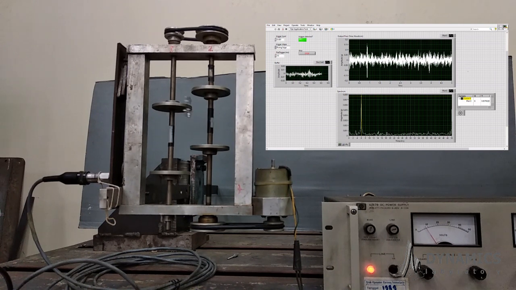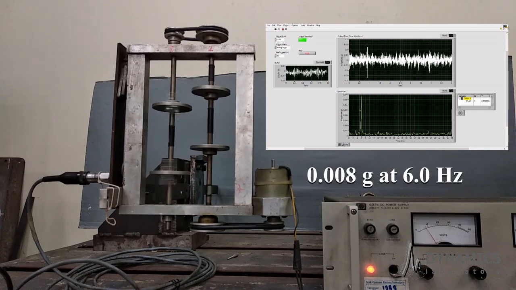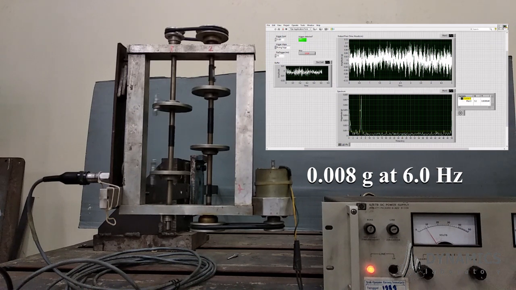For the second experiment, we choose the speed of the DC motor between the first natural frequency and the second natural frequency. Here, I choose about 360 RPM. We run the LabVIEW program. And at the lower graph, we have the vibration spectrum. We see the vibration occurs at 6 Hz, and the vibration magnitude is only about 0.008 G.